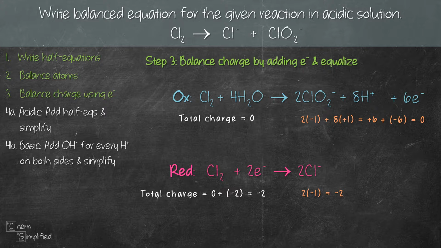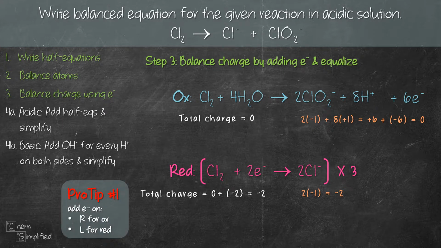Now that we've balanced the charge on both sides, we need to now make sure that the number of electrons in both the oxidation and reduction equation are the same. So for oxidation, we have 6 electrons, whereas for reduction, we have 2 electrons. So in order to make the number of electrons the same, we're going to have to multiply the entire reduction equation by 3, and that will give us 6 electrons. Here's a pro tip when adding the electrons. If you're adding electron for oxidation equation, make sure that you add it on the right hand side, whereas if you're adding electron for the reduction, make sure it's added on the left hand side.